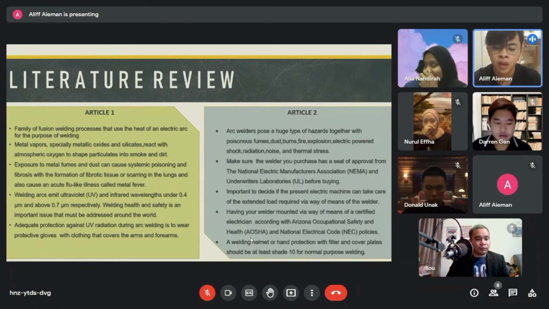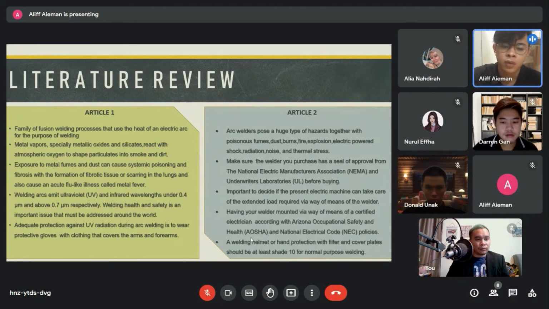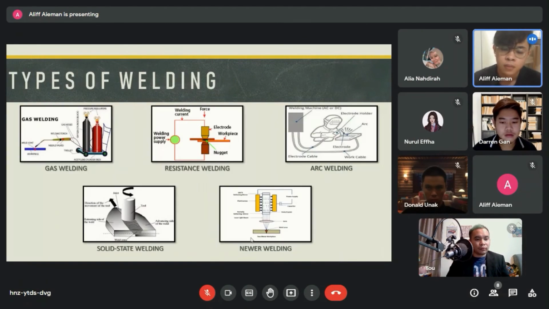A welding helmet or hand protection with filter and cover plate should be at least shade 10 for general purpose welding. That's all from me. I will pass to Derek.